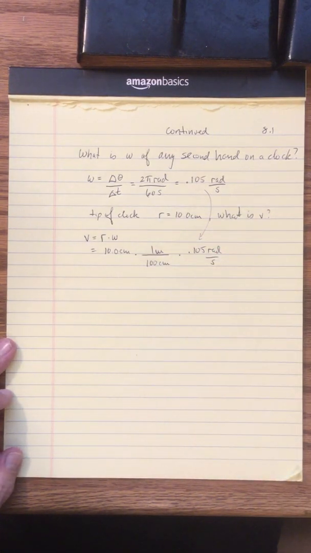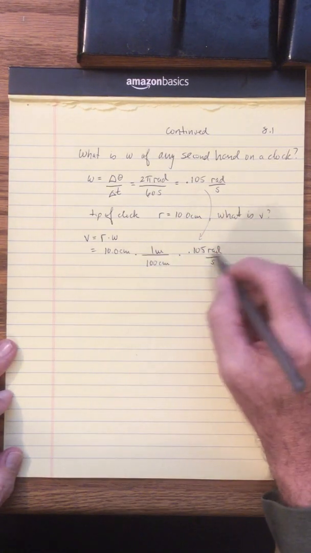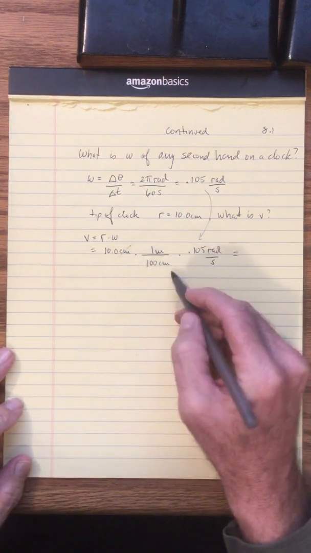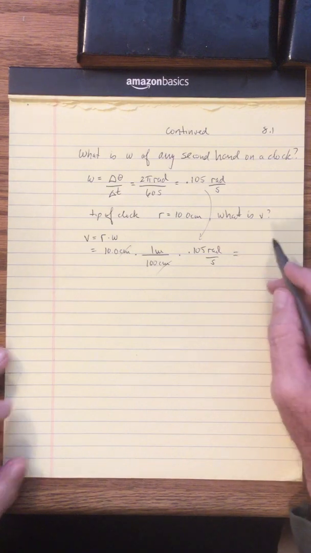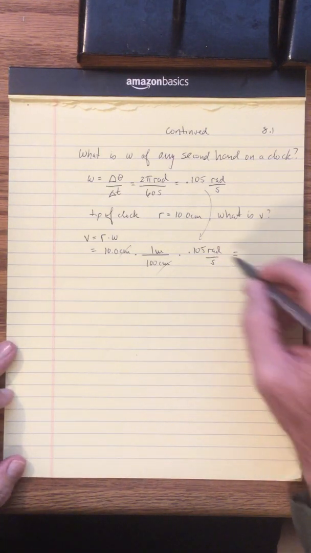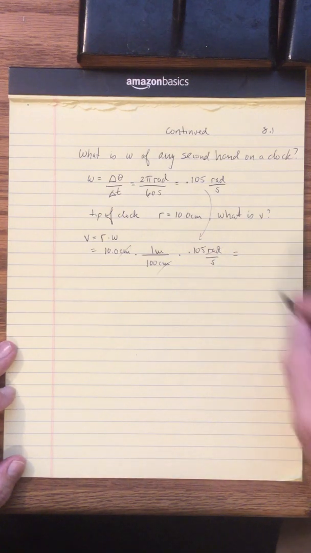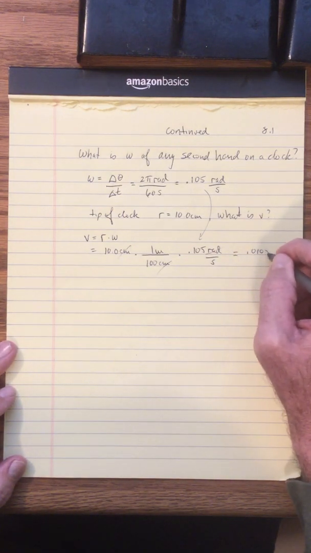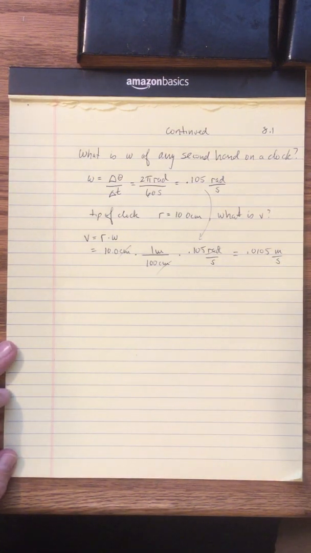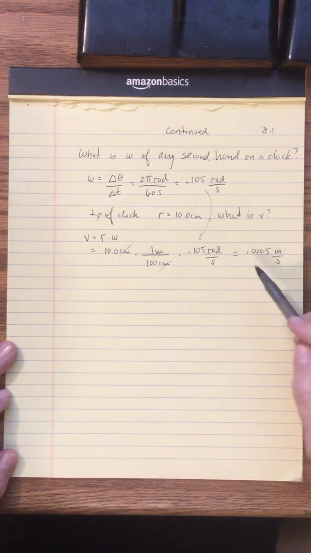So if you take 1/10 of this, we'll then get the centimeters cancel. You have meters per second. If you remember, the radians also are going to be eliminated. So we're going to get units of meters per second, and it'll be 0.0105 meters per second. So the tip of the second hand on the clock in the room right now is traveling at a linear velocity of 0.0105 meters per second.